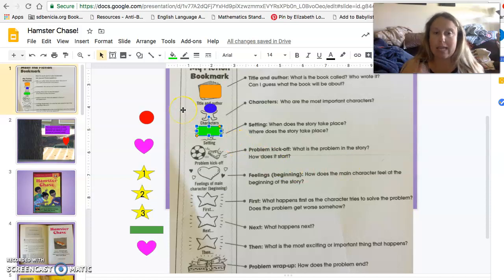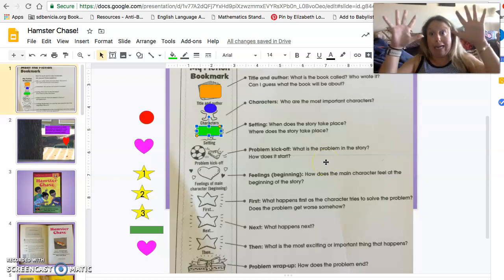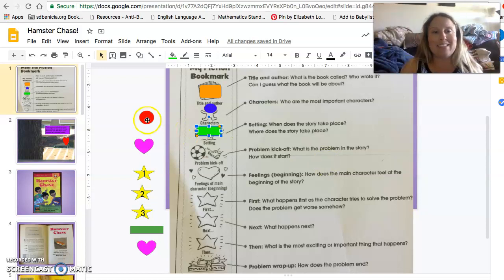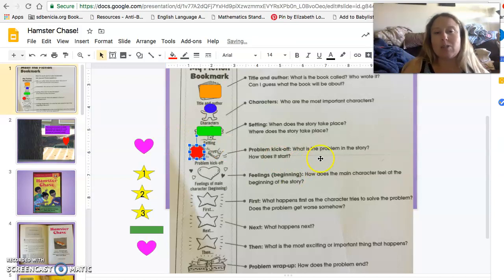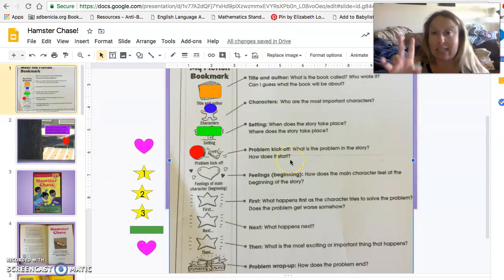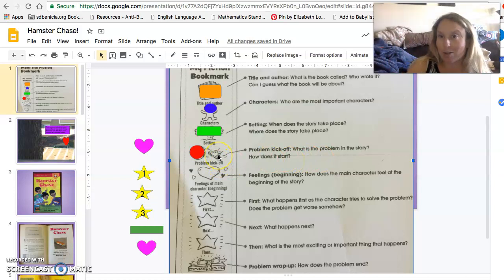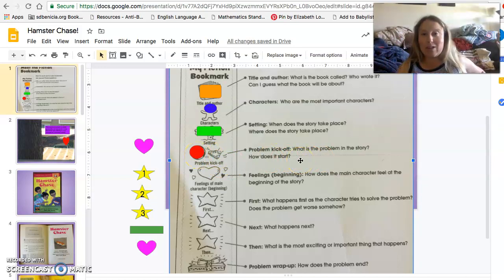Next, in most fiction stories, you're going to have a problem kickoff. This is where the problem is introduced and it's like, problem. So here I have got a nice red ball. And you notice that it's a kick-off because there's a soccer ball being kicked, right? So that's the point where it tells you, oh, I now know what the problem is that they have to try to solve.